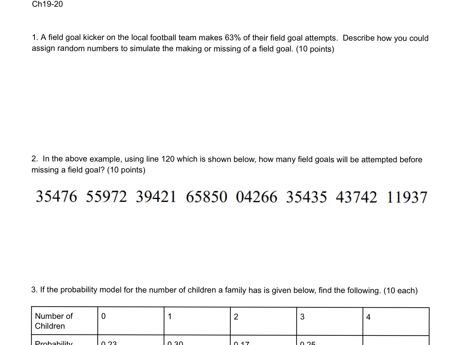So this first video is on just the probability stuff, the Unit 8, Lessons 3 and 4 about simulation and expected value, where we're assigning digits and then trying to see what would happen. So this example says a field goal kicker on a local football team makes 63% of their field goal attempts. How could you assign random numbers to simulate the making or missing of a field goal? So there's only two things that can happen. I'm either going to make a field goal or I'm going to miss a field goal.